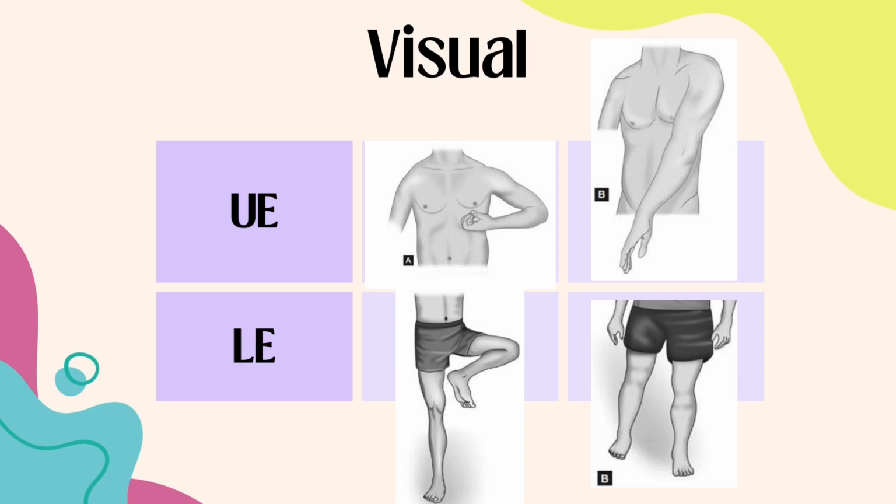Moving on to extension synergy patterns. With the upper body, you will have shoulder adduction and internal rotation, as well as elbow extension, forearm pronation, and the wrist and fingers can actually also be flexed in this one, according to the textbook. The picture does not show that though.